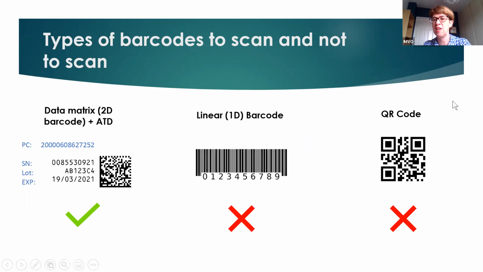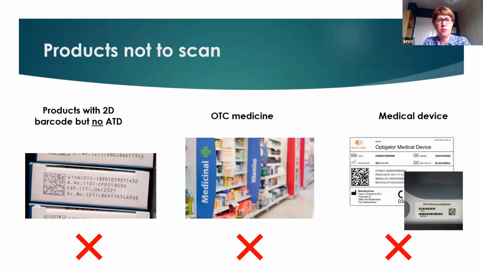And similarly, don't scan QR codes. So as you know, they sometimes link through to websites. So we have actually seen in our alerts, we see actual website where there's a QR code on the pack as well as a 2D barcode. We've seen actually a website address appear in the alert message that we get back, so we know people are scanning these codes. So again, just to remind you, products not to scan, so products with the 2D barcode but no anti-tamper device. So again, we're showing you a picture there.